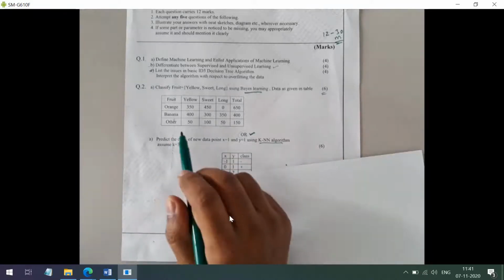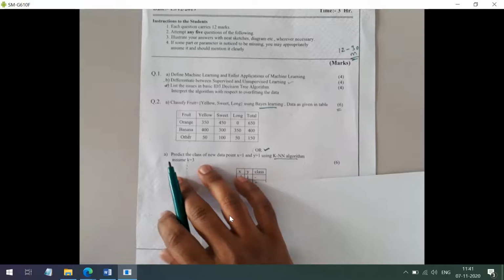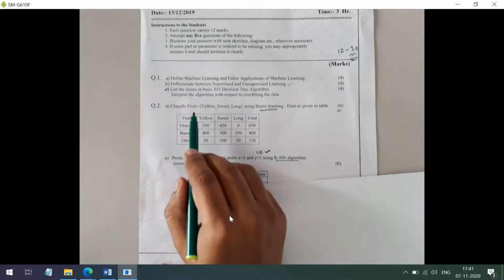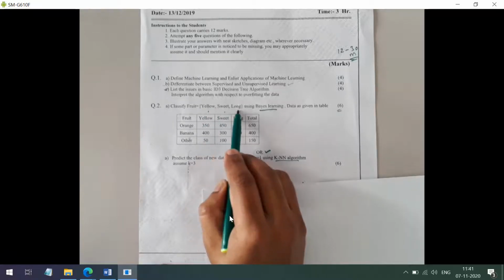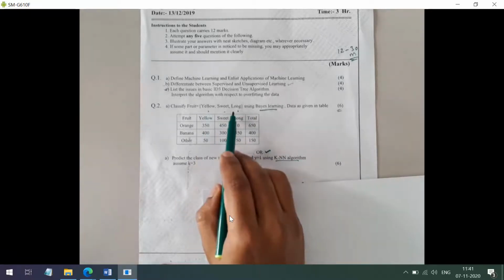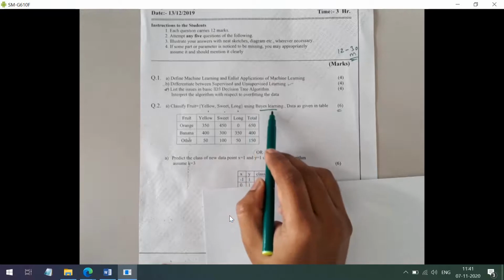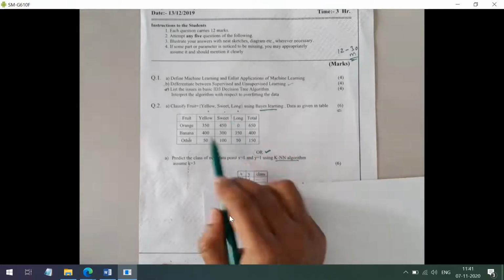We have discussed the Bayes classifier when we discussed our lab 4. There we have seen credit card fraud detection, right? So now first we will try to understand the problem. Here we are given one fruit whose attributes are yellow, sweet and long, and we have to classify it using Bayesian classifier, and we have this given data.